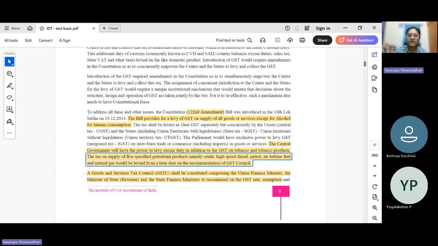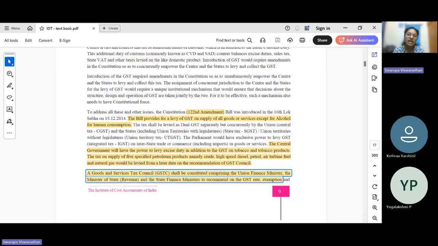Tax on supply of 5 specified petroleum products. What are the 5 petroleum products? As of now they are kept outside the purview of GST, but not in the constitution. As per the constitution, only one item is outside the purview of GST, that is alcohol for human consumption. The 5 specified petroleum products are crude, high-speed diesel, petrol, turbine fuel, and natural gas. These are currently placed outside GST, and they can be brought in at any point of time as per the recommendation of the GST Council.